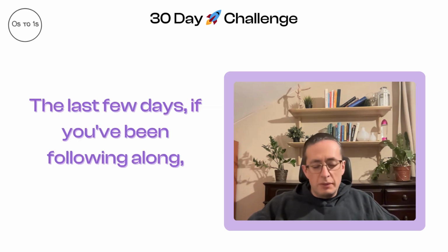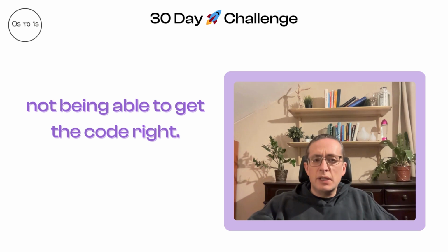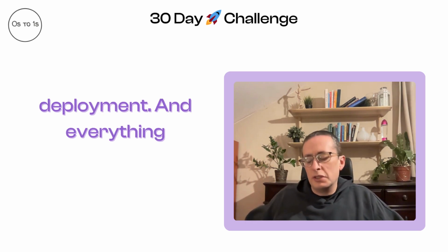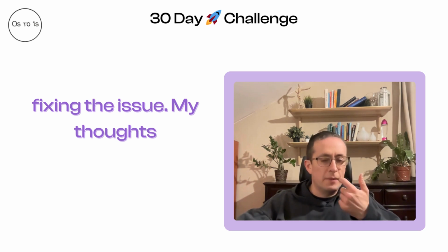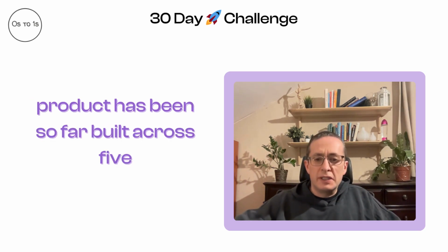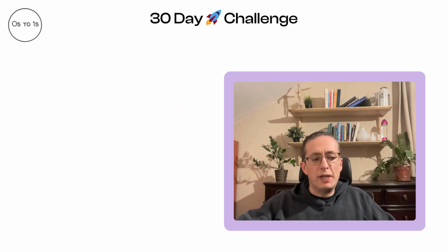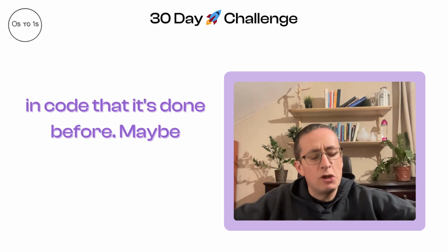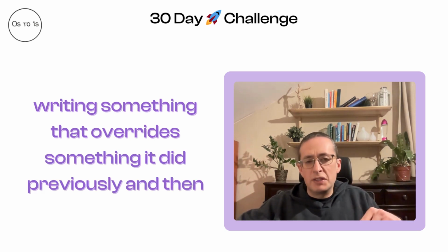The last few days, if you've been following along, I've been complaining about the AI simply not being able to get the code right when trying to fix issues within the production deployment. Everything the AI was writing just wasn't fixing the issue. My thought is that because this product has been built across 5 different chats in Claude, even though it seemed at first to pick up quickly where it left off, it's twofold. Number one, it's missing some of the context and some of the code changes it made before, maybe in a previous chat, and therefore it's writing something that overwrites something it did previously and causes some issues.